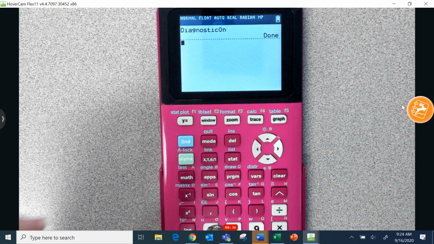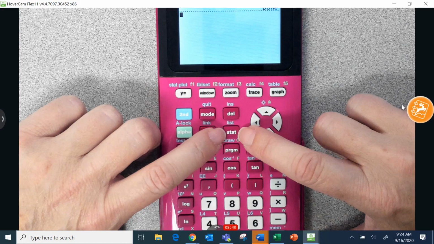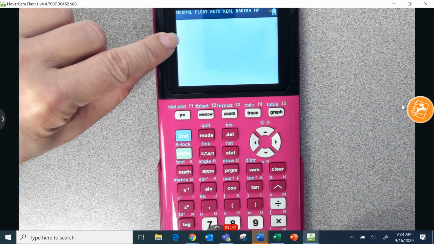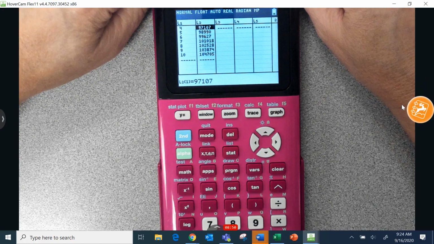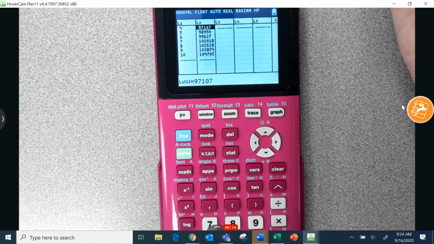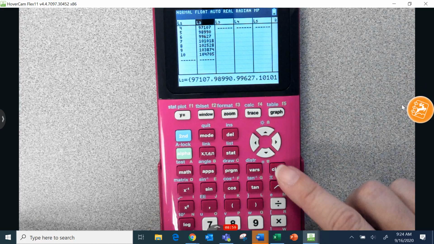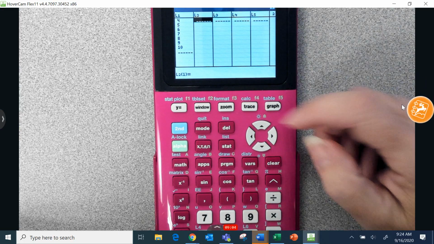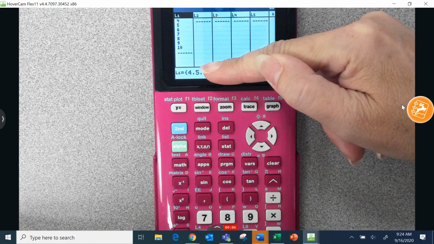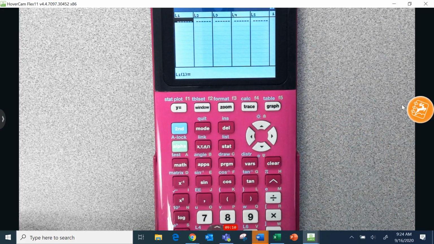So you're going to start with stat, data and statistics, and then we're going to go to 1. Now, I have used this before, so I go to the top of the list, L1 or L2, and hit clear, then enter. So I'm going to do that again. I want to clear the list, so I hit clear, enter, and that's how I can clear it all out.